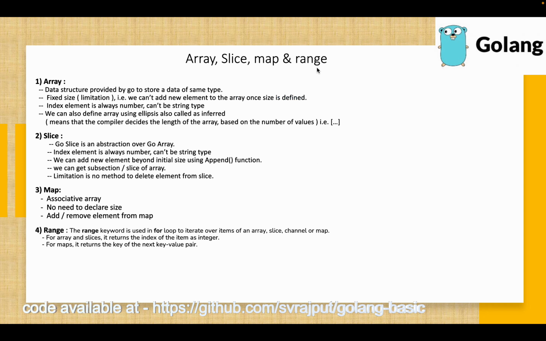Welcome back. Today we will discuss array, slice, map and range. An array is a data structure provided by Go to hold data of a similar type. It means you can hold data of only integer type or only string type. Once you define the size of an array, it can hold only that many elements.